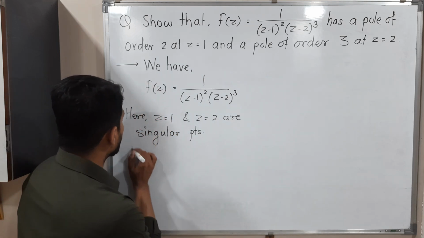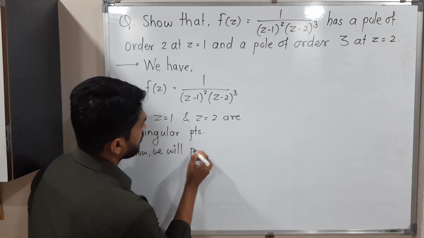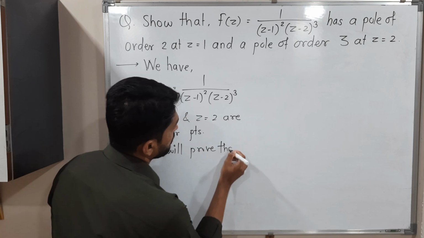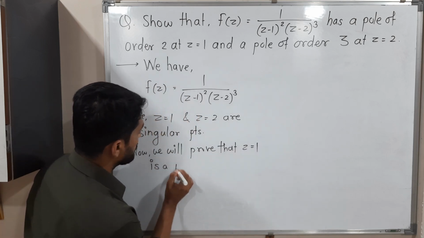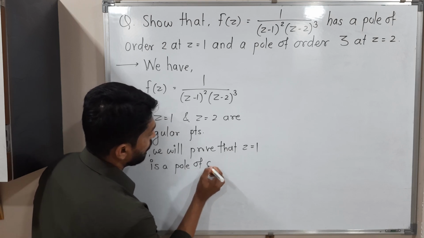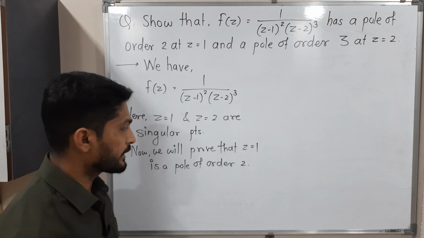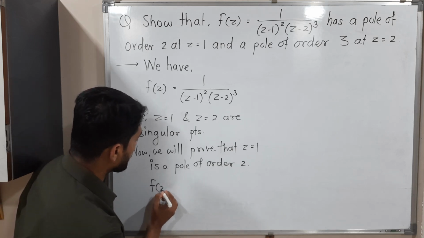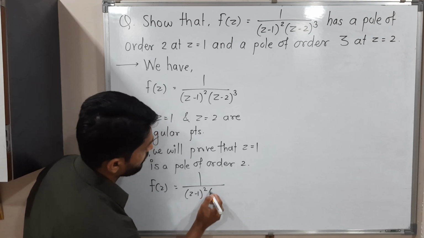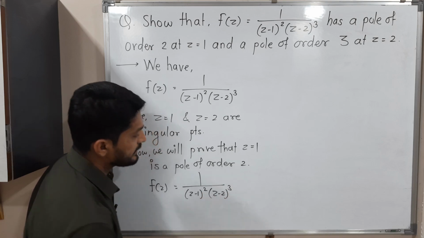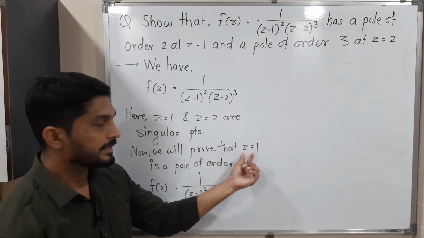Let me mention now, we will prove that z equal to 1 is a pole of order 2. So let us find the Laurent expansion. What is our f of z? 1 upon (z minus 1) square, (z minus 2) cube. This is the given function. We have to find the Laurent expansion of f of z at z equal to 1.